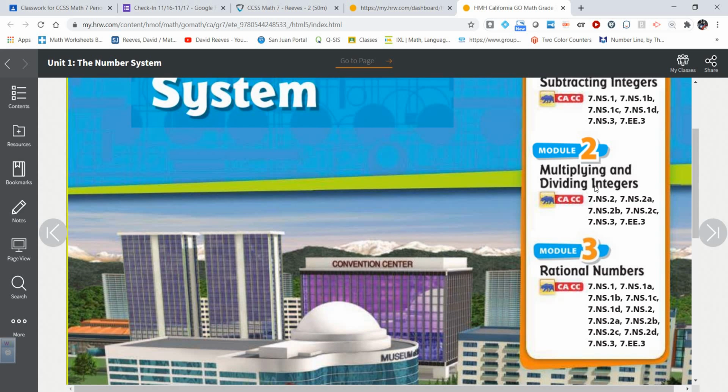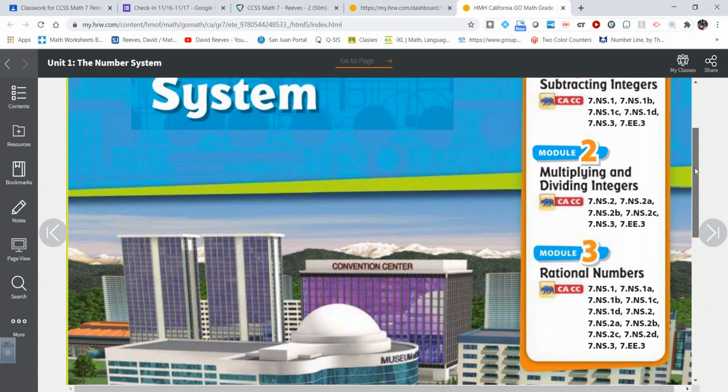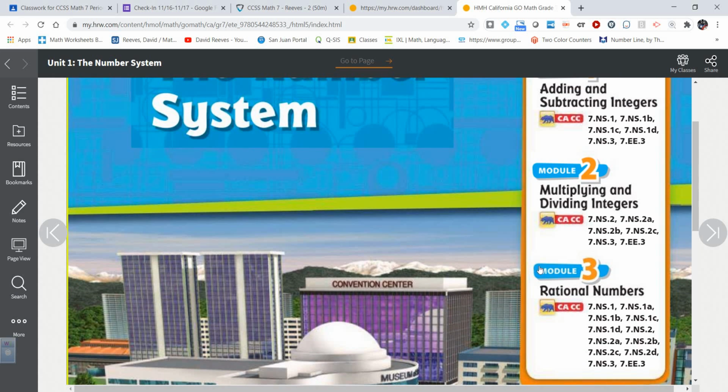We did multiplying and dividing integers, did some problem solving there, and then we've been spending a lot of time recently with rational numbers. And remember, a rational number is any number that can be written as a over b, where a and b are integers and b is not equal to 0.